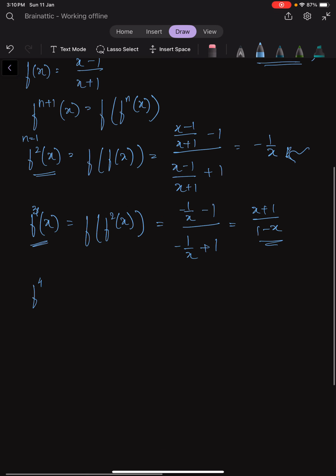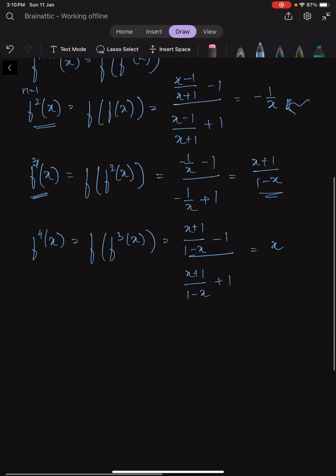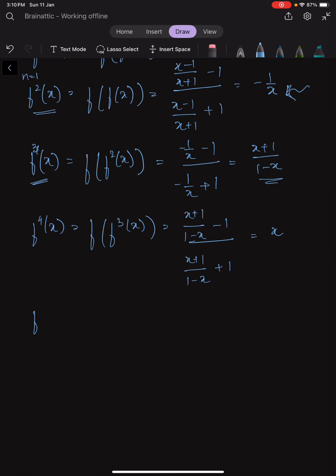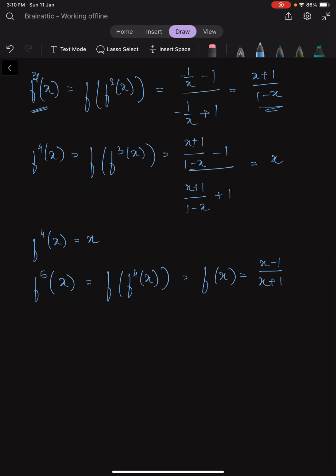We'll check for f4 of x. This turns out to be f of f3 of x, which is equal to ((x plus 1) by (1 minus x) minus 1) by ((x plus 1) by (1 minus x) plus 1), and this eventually turns out to be only x. So we see that f4 of x is equal to x. So what it implies here is that if I look for f5 of x, then that will be f of f4 of x, which is nothing but f of x, which is nothing but (x minus 1) by (x plus 1). So we are repeating the pattern.